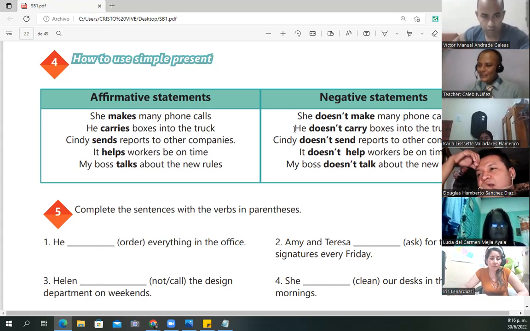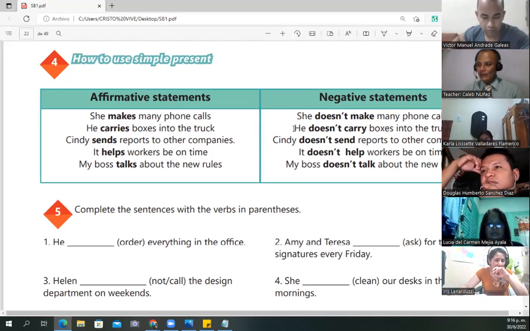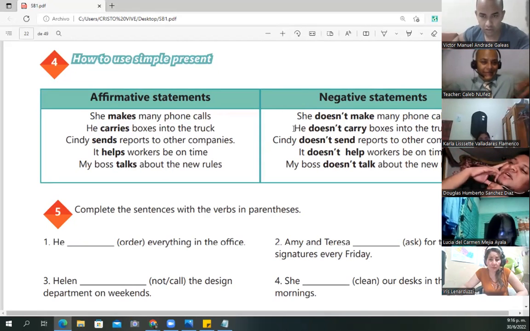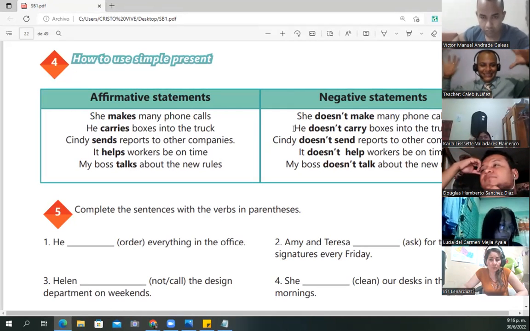Okay. Negative. It doesn't help workers be on time. Puede que esté hablando del clima. It doesn't help workers be on time because it's raining. Estoy hablando del clima. Ese it representa el clima, right? Dependiendo del contexto, right?